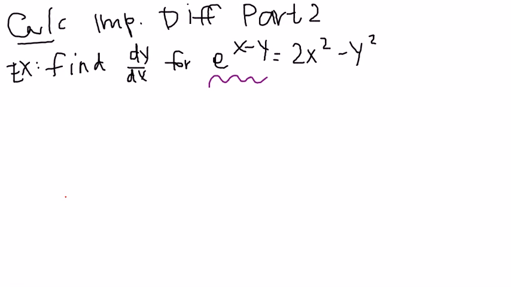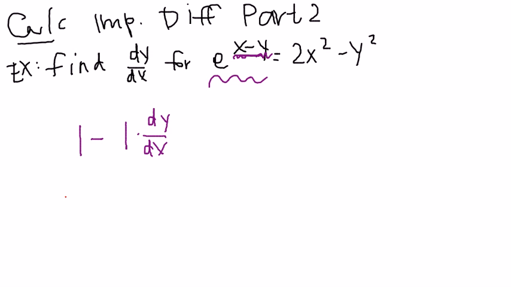I'll notice that I need to use a chain rule because our inner function is not just x, it's x minus y. So let's take the derivative of x minus y. Well, the derivative of just x is 1. The derivative of just y, well, that's 1 again. But since I took the derivative of y, I need to add that dy over dx part.